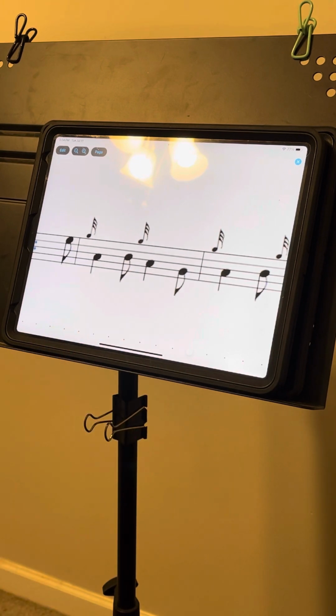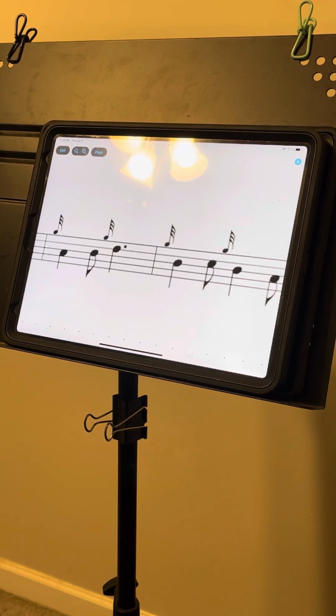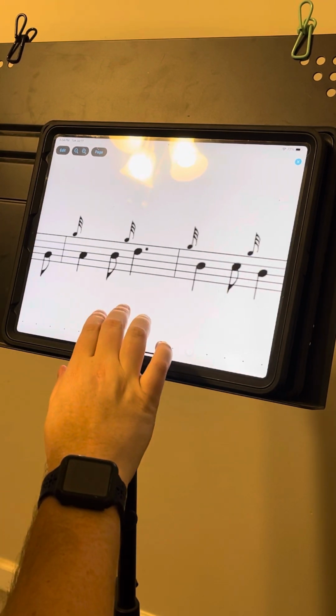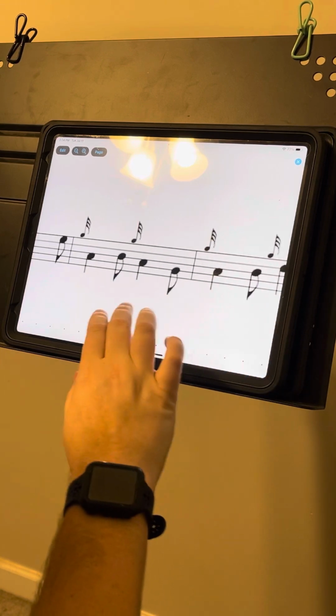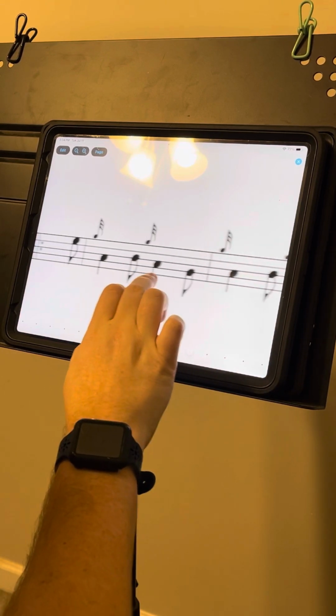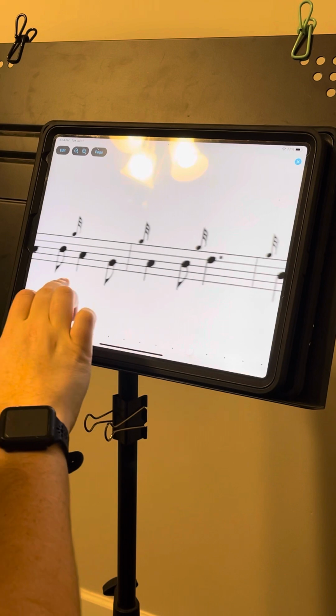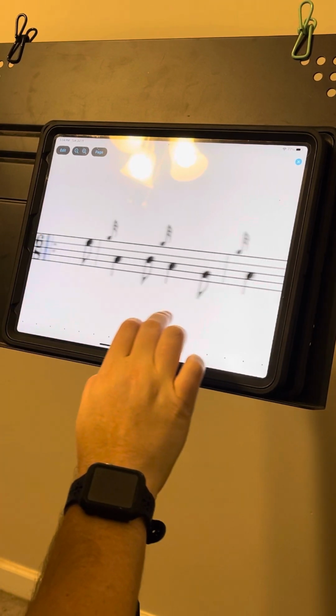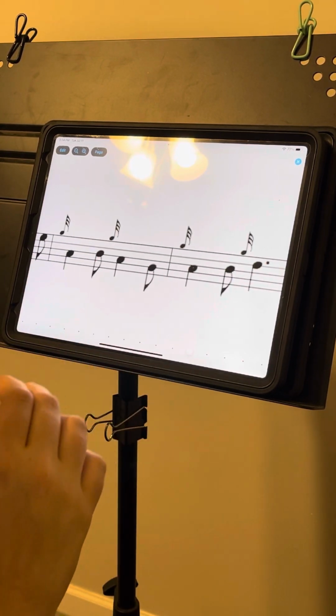So when I step on the pedal, what it did is, if I start right here, what actually did it do? Hold on.